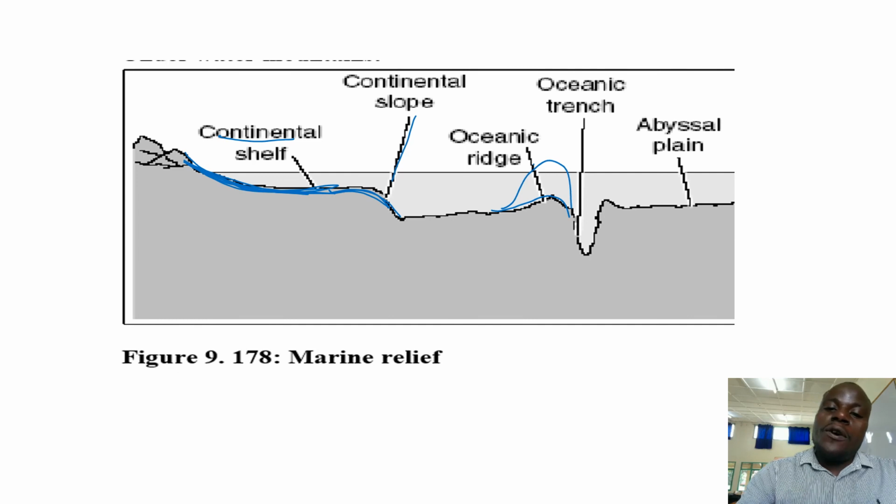And after you go very deep into the sea, this part which goes very deep, we have called oceanic trench. And the other extensive part, extensive plain, but also submerged, we have called deep plain or abyssal plain.